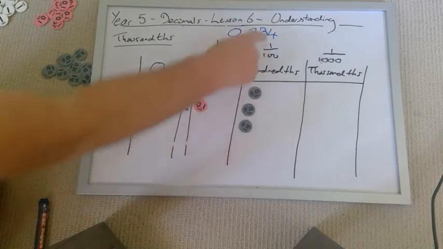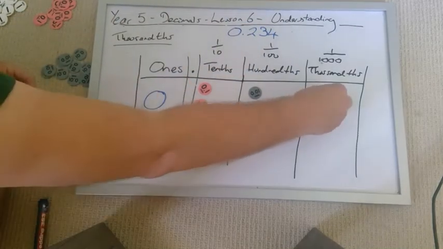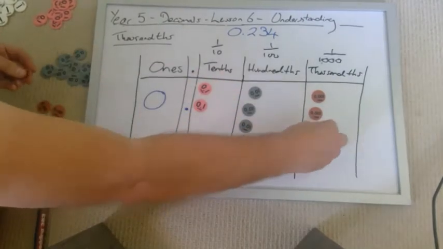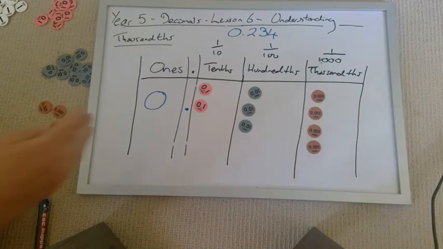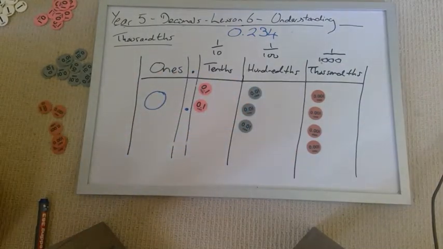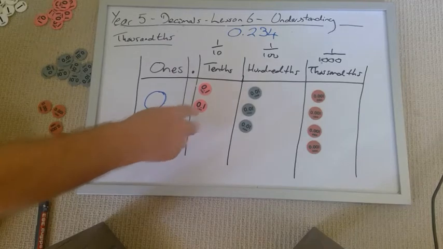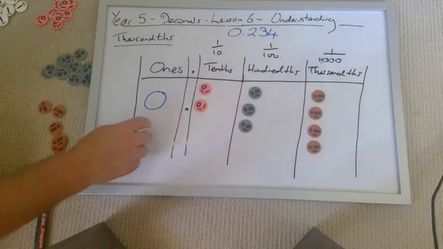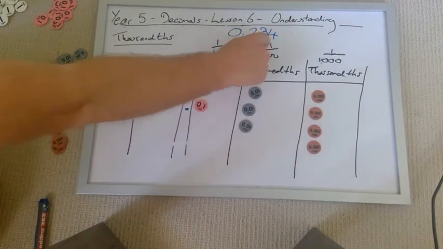And last but not least, we have our thousandths, and we have 4 thousandths. And we would represent it using place value counters like this. So if you saw this number represented in its place value, you could say I have 0 ones, I have my decimal point, I have 2 tenths, 3 hundredths, 4 thousandths, so this will be equal to 0.234, which is represented here as a decimal.